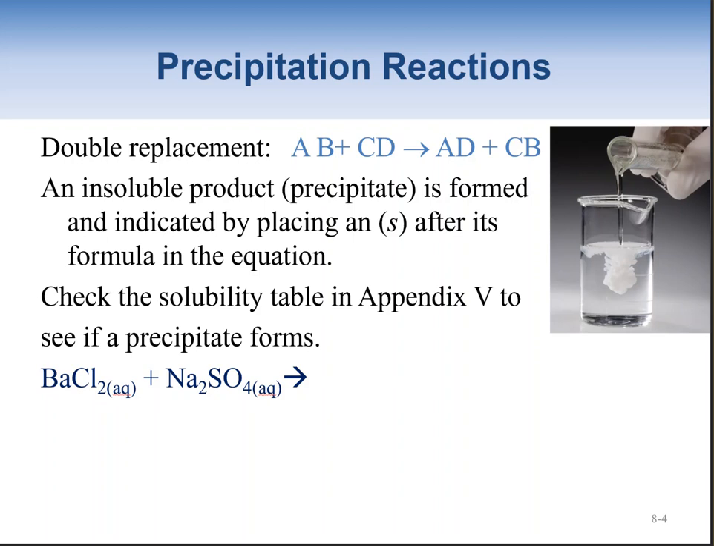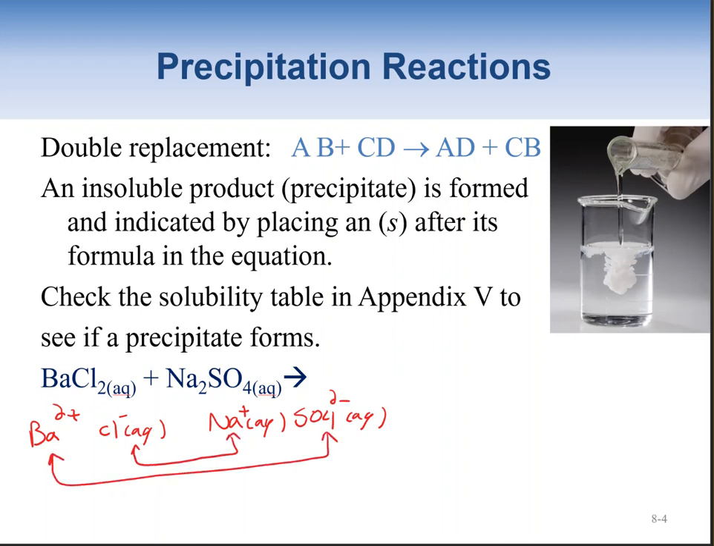So let's look at this reaction here, the reaction of barium chloride and sodium sulfate. That reaction is also shown in the picture here. So barium chloride and sodium sulfate: a double displacement reaction. I would expect barium ions and chloride ions from the barium chloride solution, and I would expect sodium ions and sulfate ions from the sodium sulfate solution. Now I'm going to swap the cations and anions to write my products. So I would expect barium sulfate, which is not soluble in water, and sodium chloride.